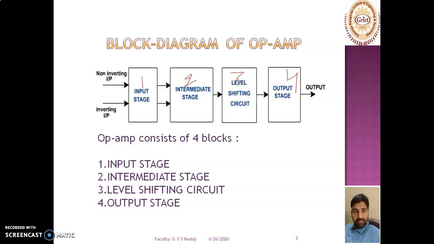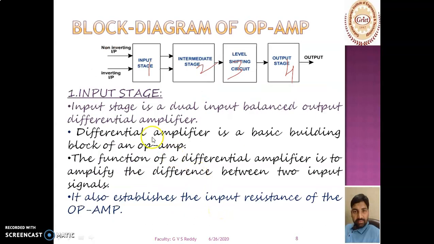Now, we'll go through the operational amplifier's 4 blocks one by one. The first one is input stage, second block is intermediate stage, third one is level shifting circuit, and fourth one is output stage. Now come to the first one, input stage. The input stage is a dual input balanced output differential amplifier.